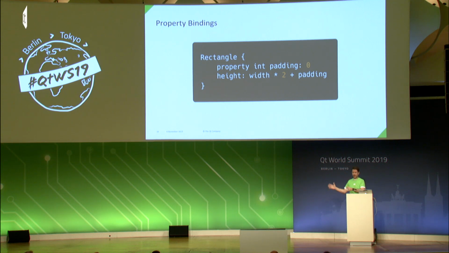But in a nutshell, you've hopefully seen something like this before, a rectangle with a padding property, and then the height is calculated. The height shall be the product of the width of the rectangle times 2 plus the padding. And we know that when the padding changes or the width changes, we recompute the height by recomputing this expression.